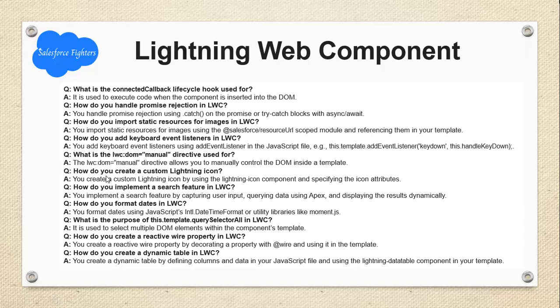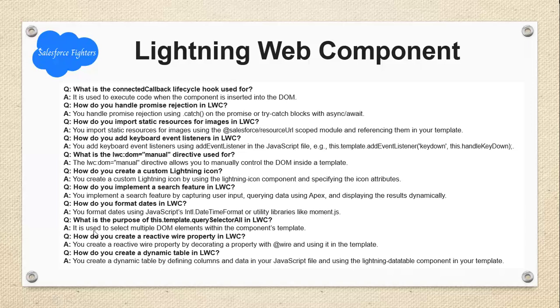Next question. How do you create a custom lightning icon? You create a custom lightning icon by using the lightning-icon component with the specific icon attribute. Next question. How do you implement a search feature in LWC? You implement the search feature by capturing the user's input, querying the data using Apex, and displaying the result dynamically.